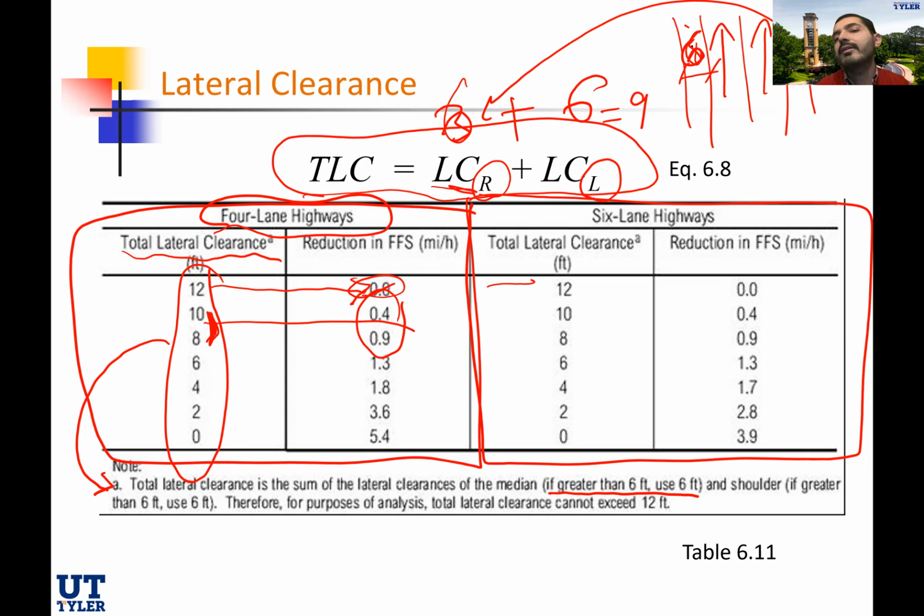How about if you have 12 feet from one side and 1 foot from the other side, what's going to be the lateral clearance? Again, you take each side and compare it to 6. If it's more than 6, you just take 6. More than 6 doesn't make any big difference. So 6 plus 1 is 7, which is between 6 and 8, right here. So it's not about having lots of space on one side and no space on the other. To meet the base condition, you have to have 6 feet from each side.